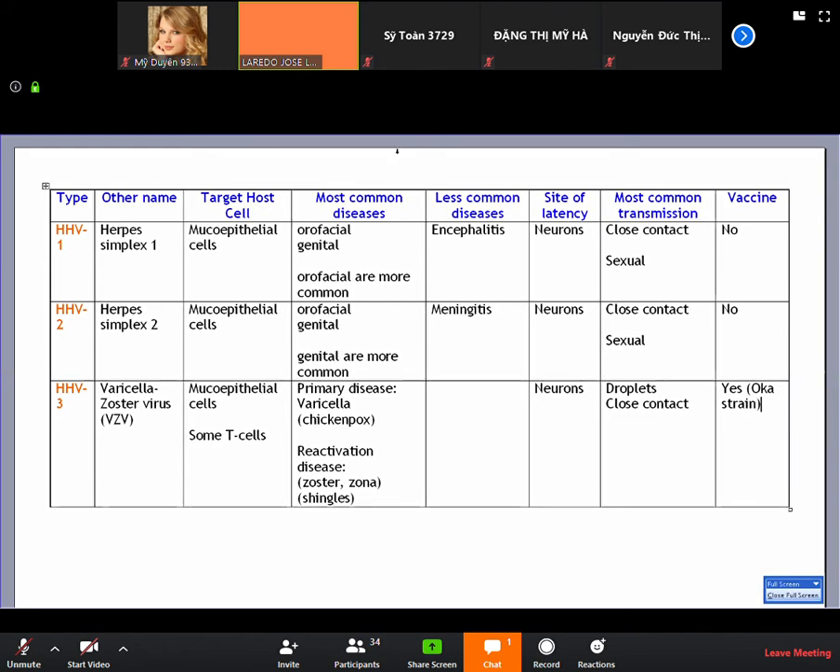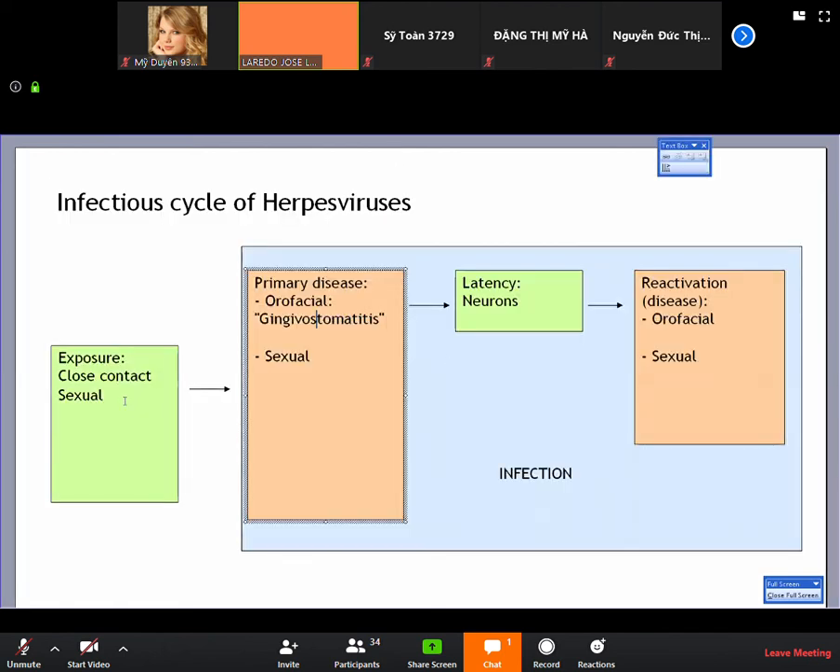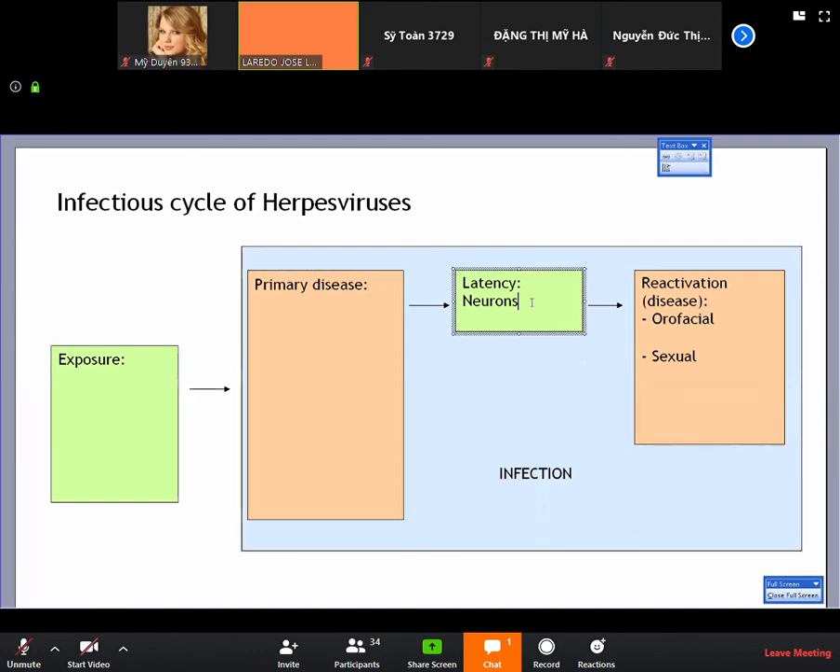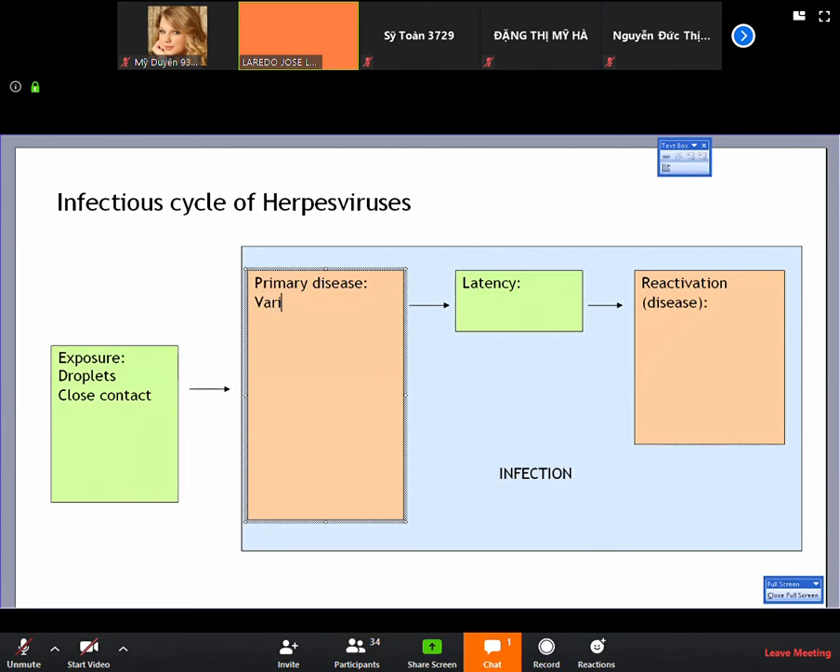So we go to the picture, and we are going to try to follow the picture. So we are going to do the same here, and we are going to follow the picture. For varicella zoster virus, human herpes virus type 3, exposure through droplets or close contact. The primary disease is varicella. In English, they call it chickenpox. But I don't like this name because it's confusing with another one. So this is the primary disease.